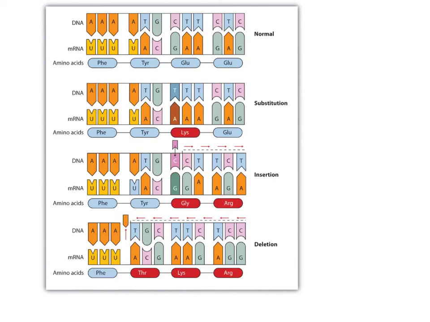So when I look to see which type of mutation is worse, insertion and deletions both affect all the amino acids after their mutation. But in substitution or point mutation, only one of the amino acids is affected.